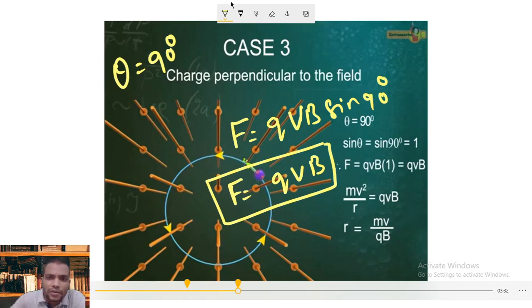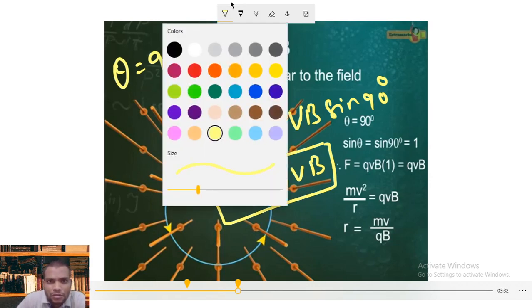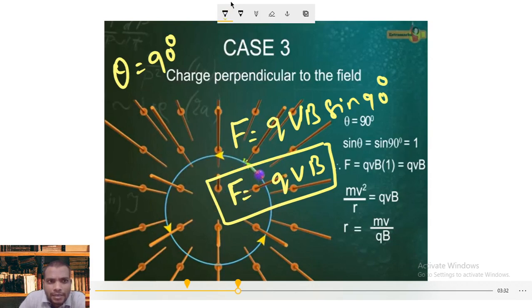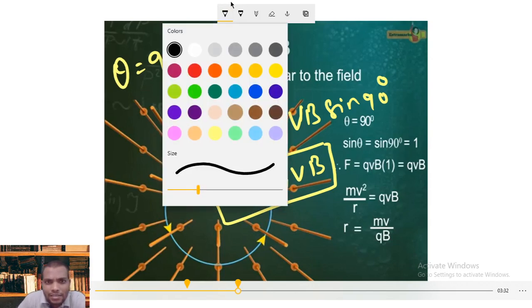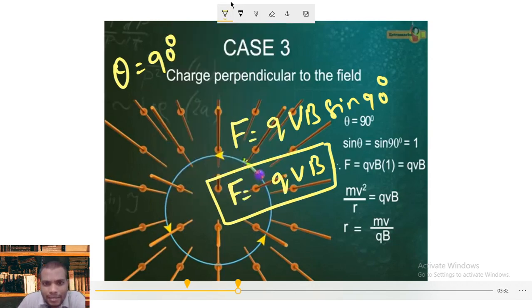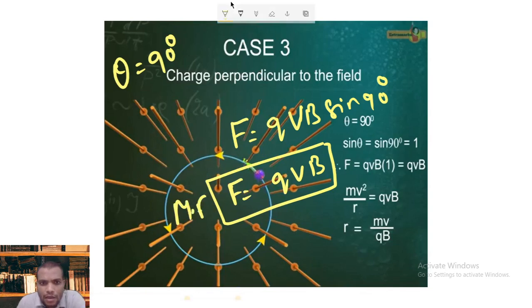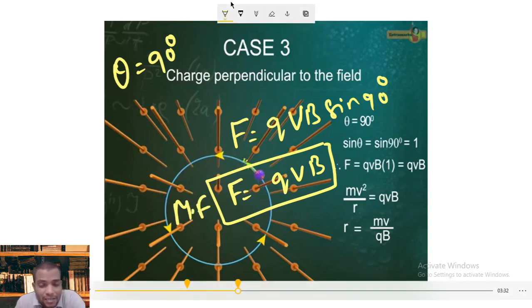If a charge is moving in a circular path, it means two forces should act. What are the two forces? One is the magnetic force, which is what I got here. And if any object is in circular motion, another force automatically comes into the picture, which is the centripetal force.